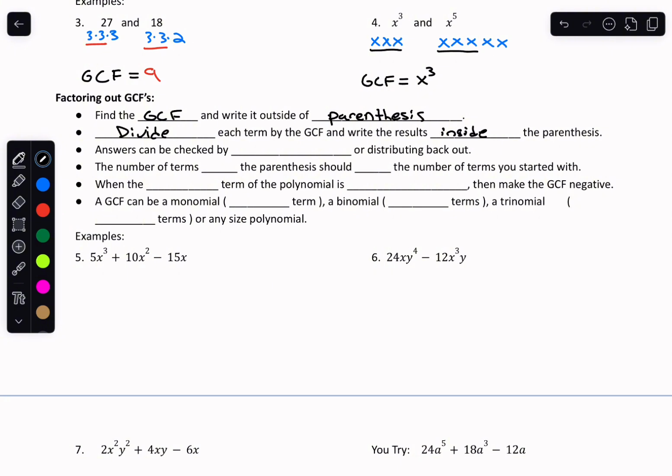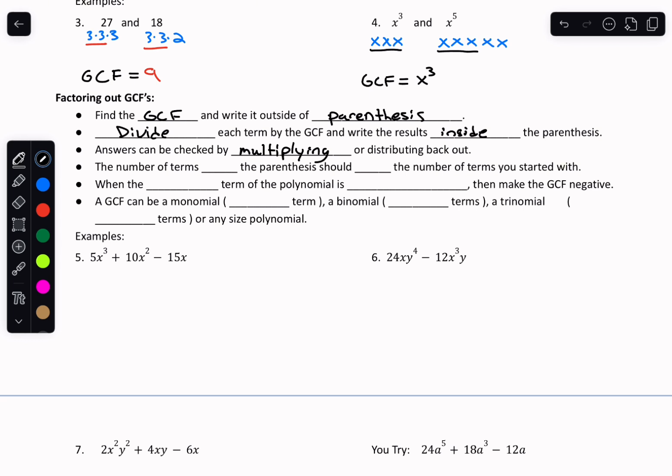So on the outside, we'll have our GCF. On the inside, we'll have what we get from the division process. Now, answers can be checked by multiplying or distributing the GCF back into the set of parentheses. But in general, as long as we are going through the process correctly, we don't have a reason to go backwards. So it's nice that we can check every answer, but as long as we're following the correct steps, we shouldn't have to. So it's an option, but we should not have to.